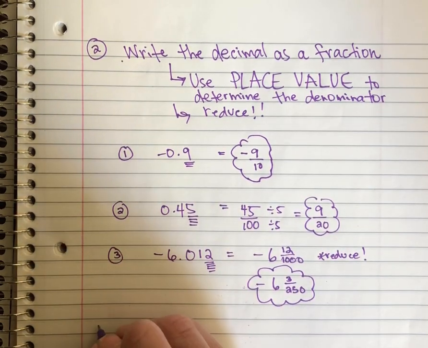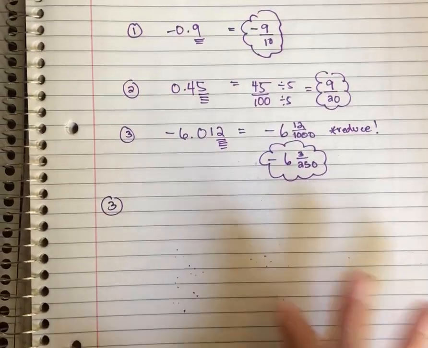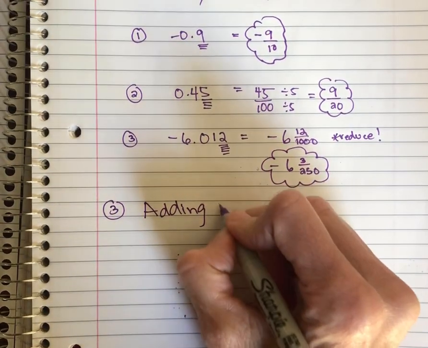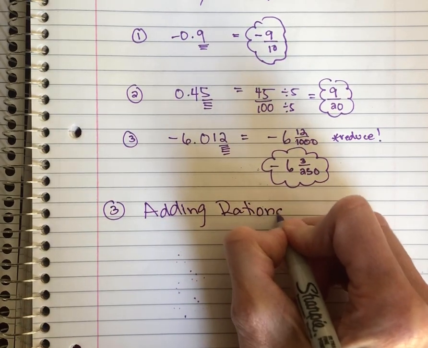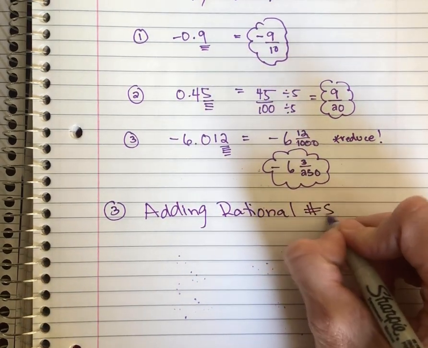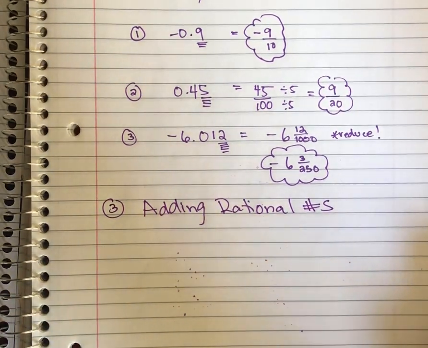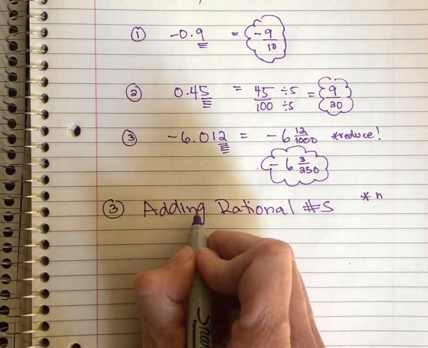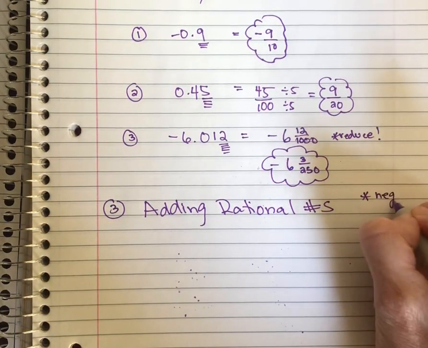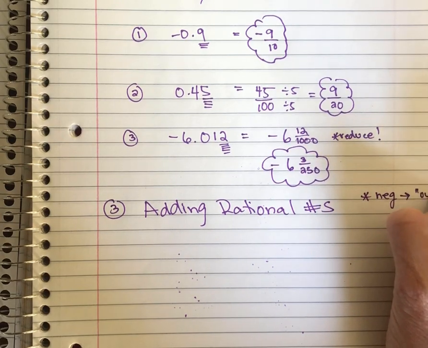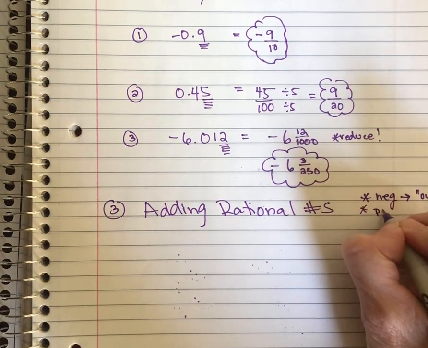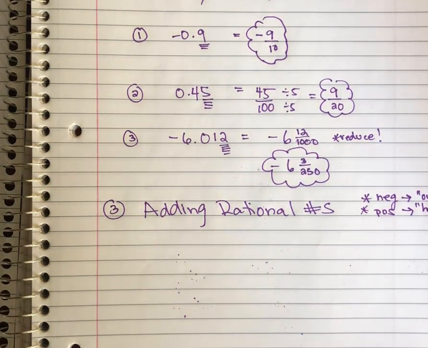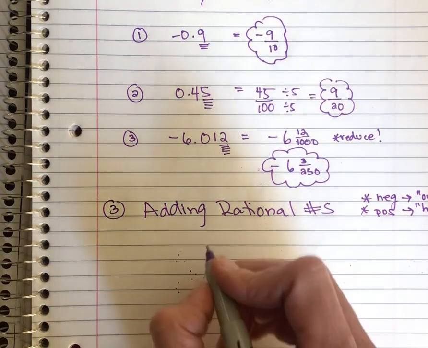So let's write that out. Part 3, adding rational numbers. Okay, so before we begin, just a little reminder, when we add rational numbers, a negative is what we owe, and a positive is what we have. So let's take a look at a couple.